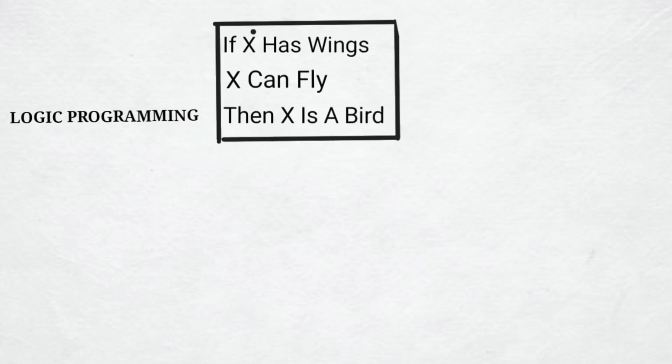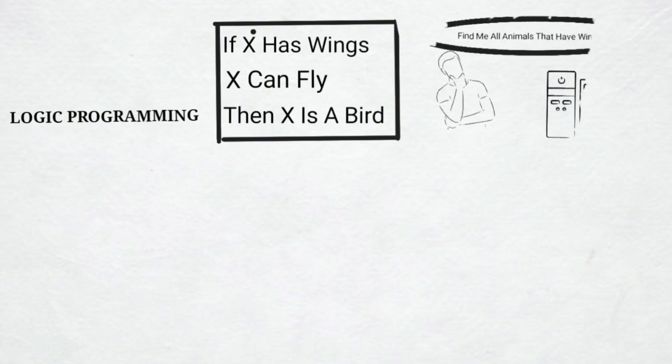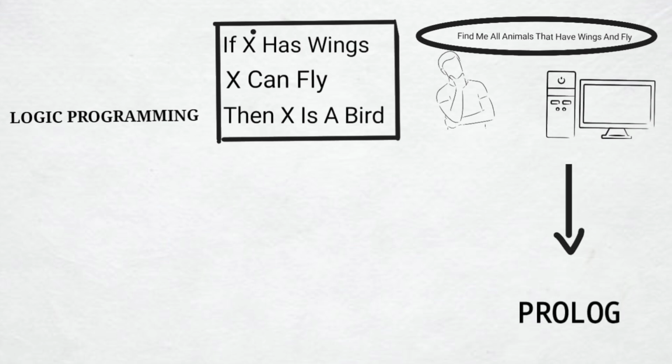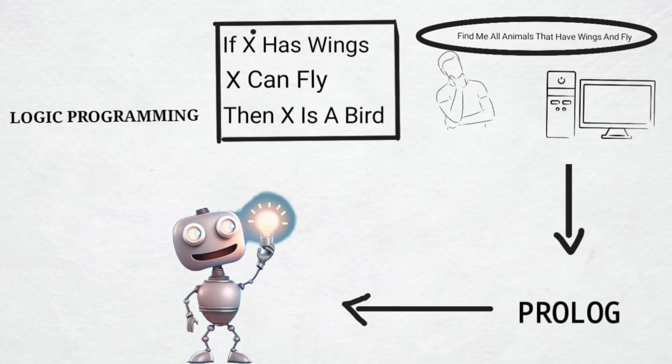Next, we have logic programming, where you define rules and let the computer solve problems for you. It's like saying, "Find me all animals that have wings and fly." The computer does the rest. Prolog is a famous language for this. It's great for AI and problem-solving tasks.